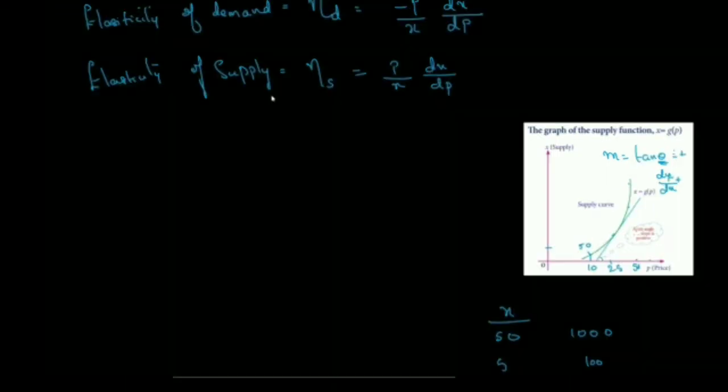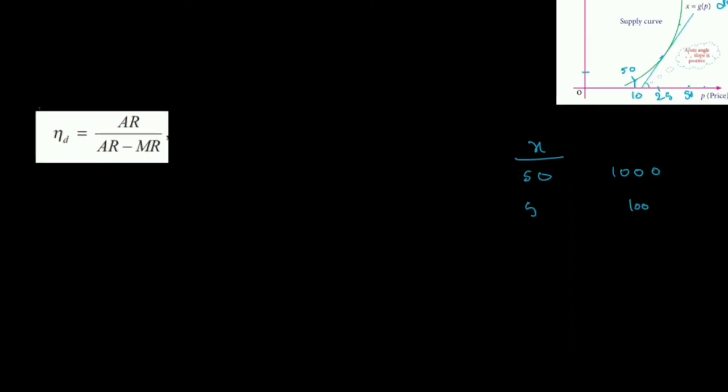So you should know the elasticity of supply formula, the elasticity of demand, and then the relation between elasticity of demand, average revenue and marginal revenue. Elasticity of demand is also equal to AR, the average revenue, divided by average revenue minus marginal revenue.